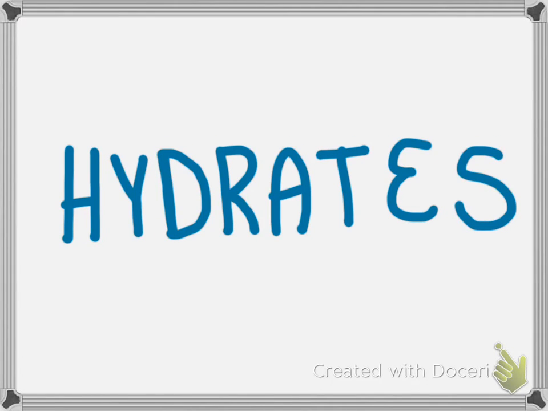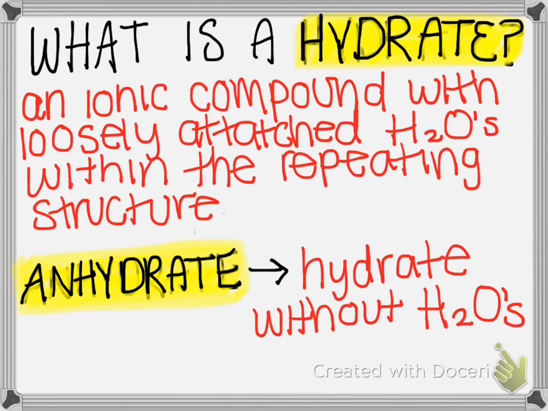Okay, so we're going to talk about hydrates. Before we begin doing an actual hydrate problem, we're first going to go over two terms that are important to know, because it's important to know what you are dealing with and what they actually mean. So what is a hydrate? A hydrate is an ionic compound with loosely attached H2Os within the repeating structure. And the other term is an anhydrate, which is the hydrate without the H2Os.